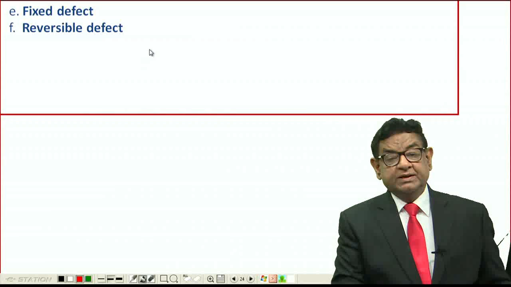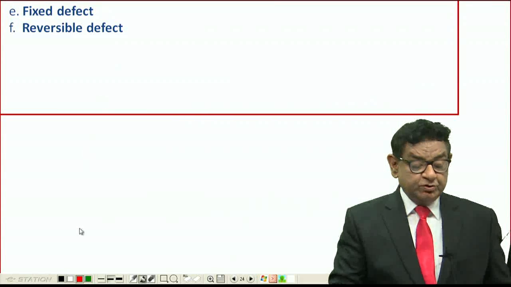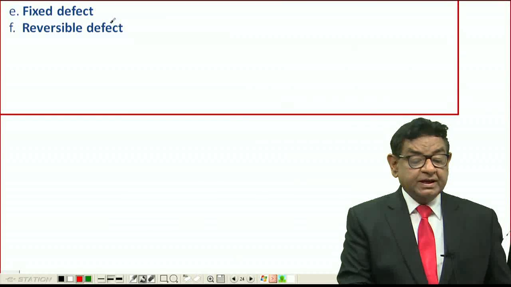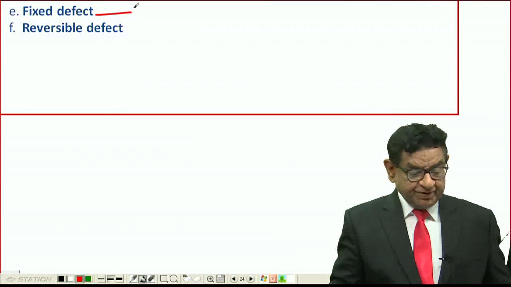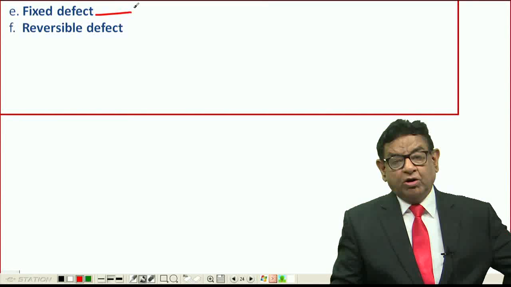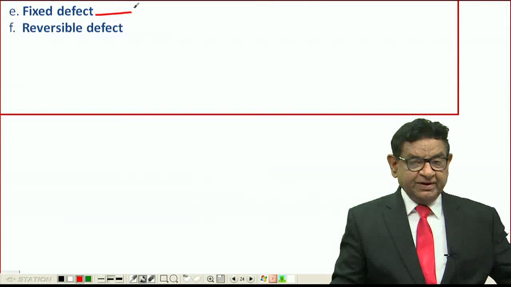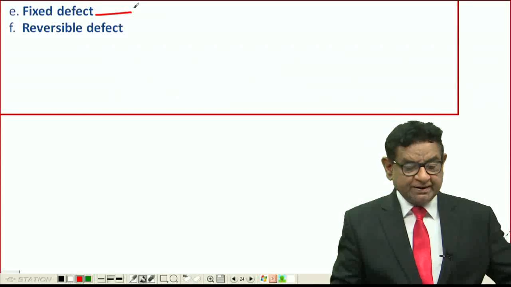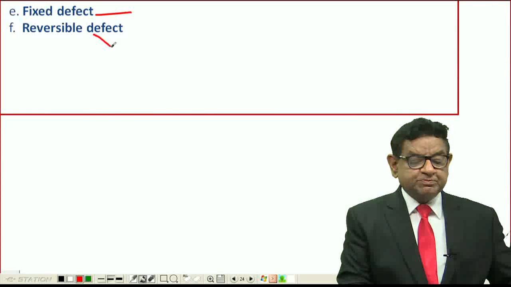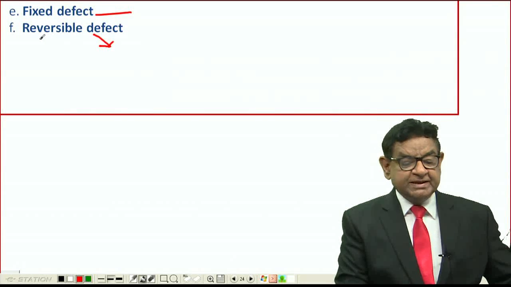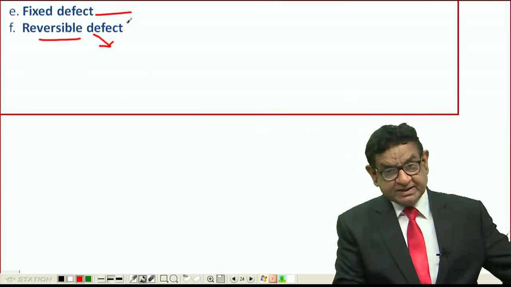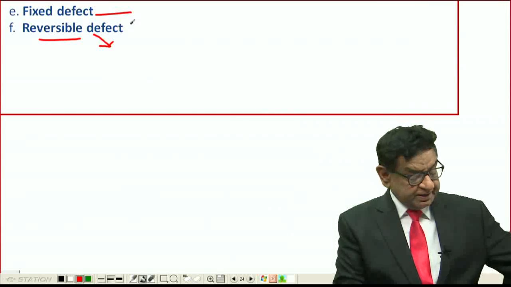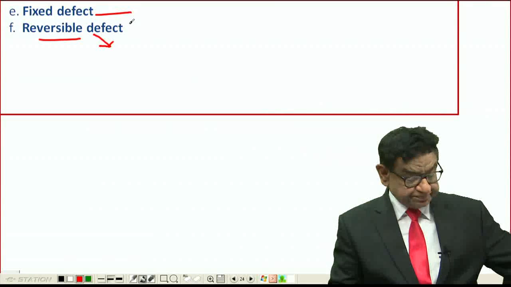Okay, now at times what happens? You do the test, and this defect remains there for a long time. Fixed defect is there, or you find that the defect has disappeared after some time. The cold spot disappears after some time. This indicates reversible ischemia. But if fixed defect is there, that means permanent ischemia is there.